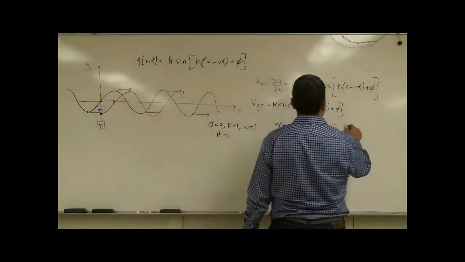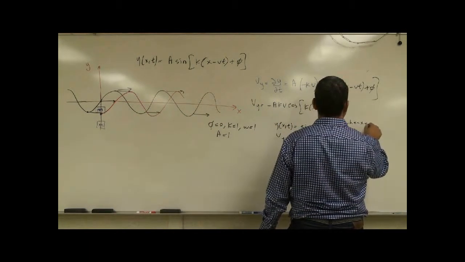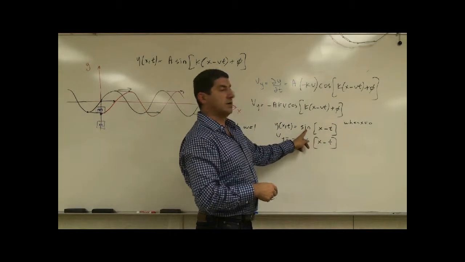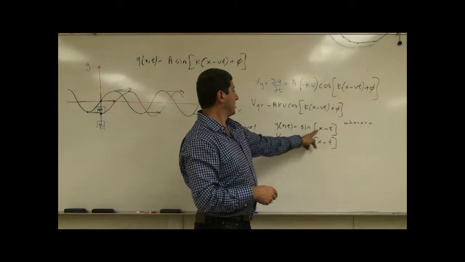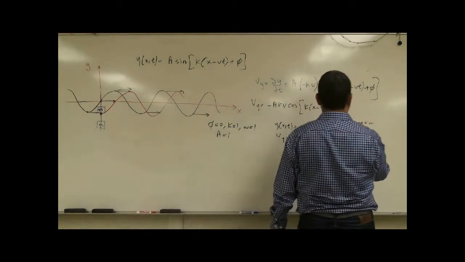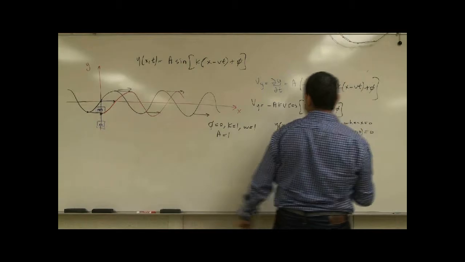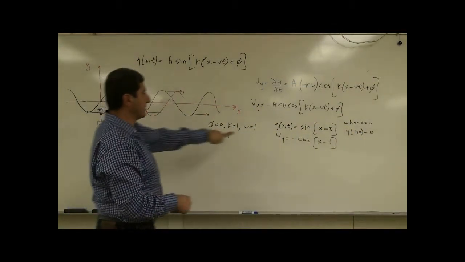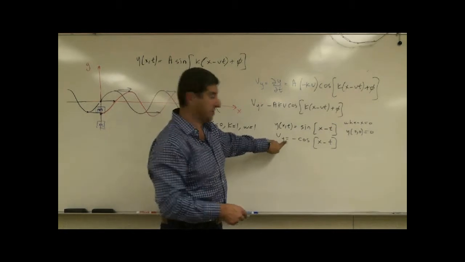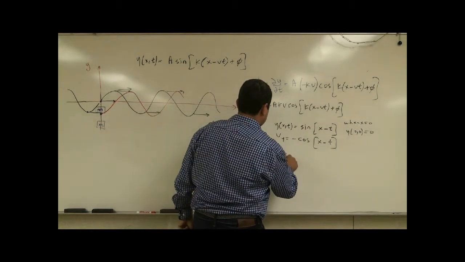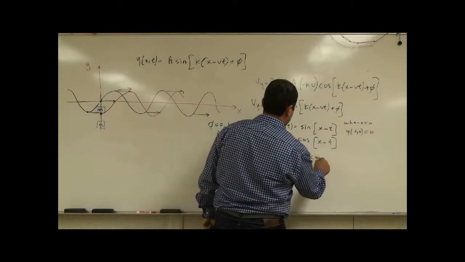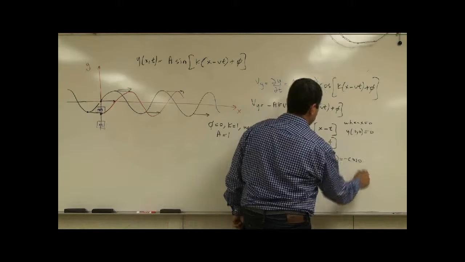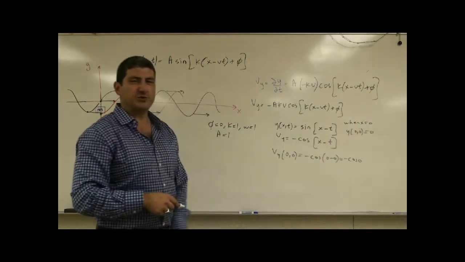So when x is 0, at t equals 0, y of (0, 0) gives you 0. So that means the object starts out at the origin, right here. What's v_y at (0, 0)? Negative cosine of (0 minus 0), negative cosine of 0. Well, what does that give you? Negative 1.